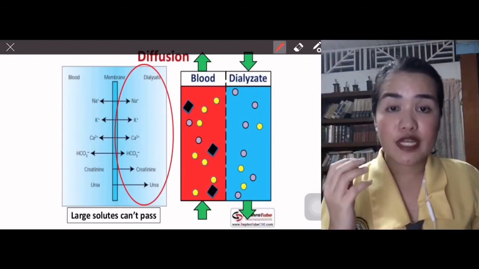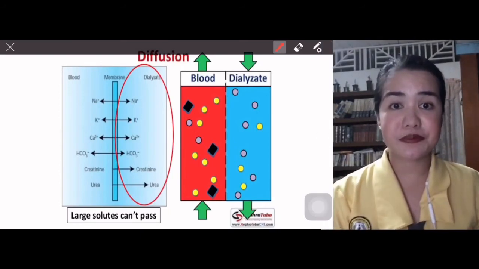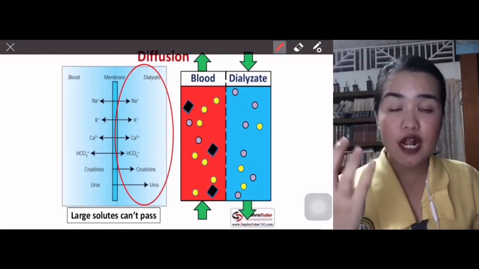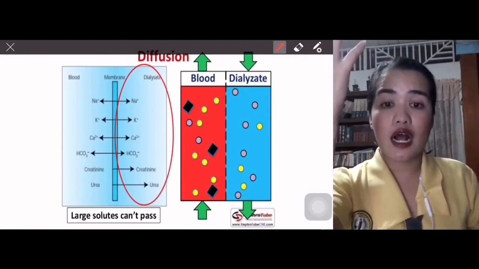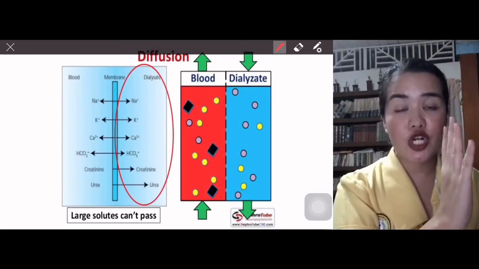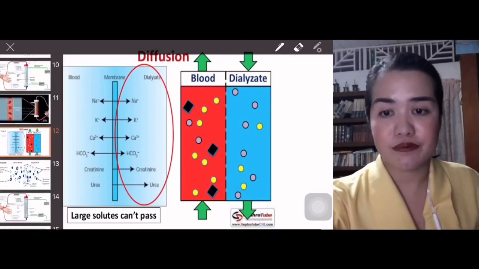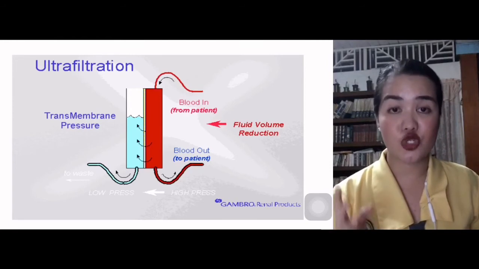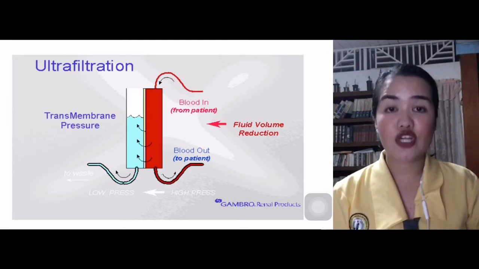Also under hemodialysis, the movement of excess fluid from the higher pressure to lower pressure to remove excess fluid, that is called ultrafiltration. That is called the process of ultrafiltration. So in hemodialysis, two things are happening. We have diffusion and ultrafiltration.